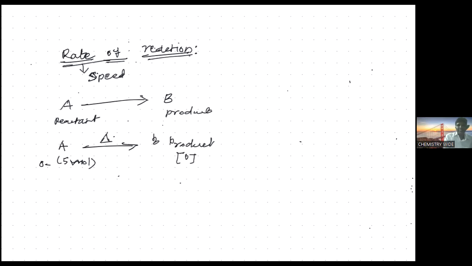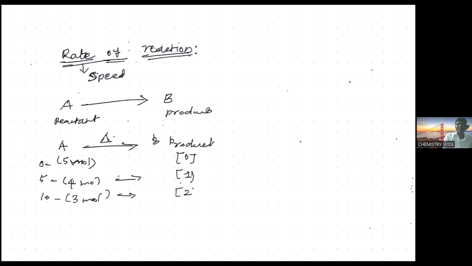After a 5 minute interval, here the reactant is going to decrease by 1 mole, and the product B increases by 1 mole. At the 10 minute interval, the reactant again decreases by 1 mole, and the product increases by 1 mole.